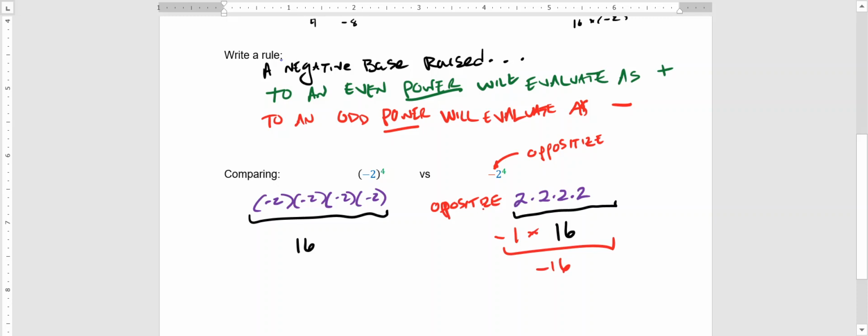So these are not the same. So be very mindful about recognizing what the base is. The base in this first expression is a -2 because the -2 is fully wrapped in parentheses and raised to the 4th power. In the second expression, only the 2 is raised to the 4th power and then oppositized. So that's a really important thing that I want you to walk away with understanding. And you will be asked to practice that on the following Google form.